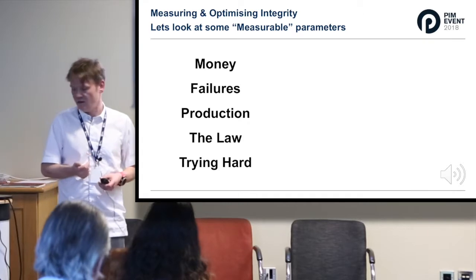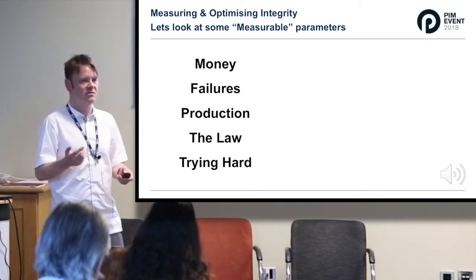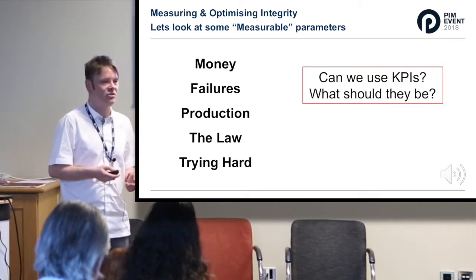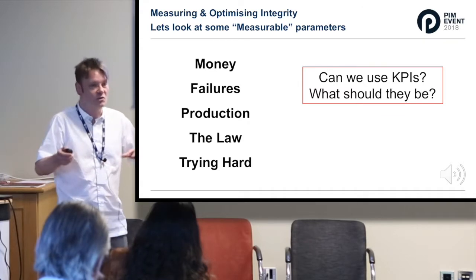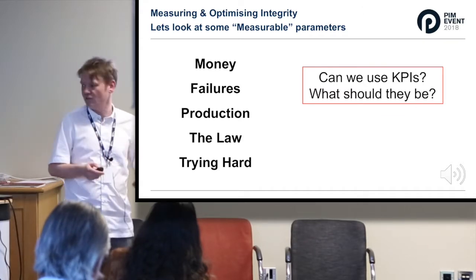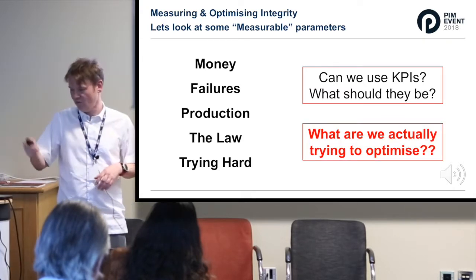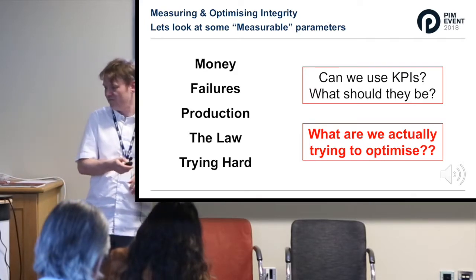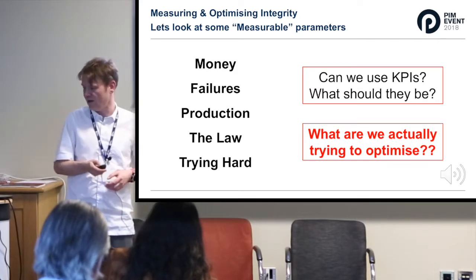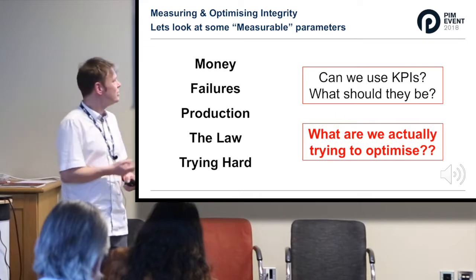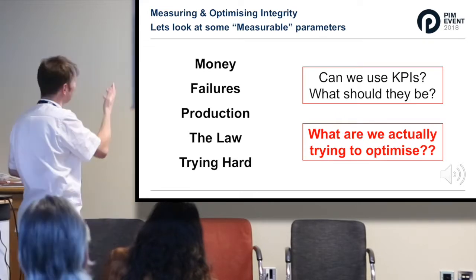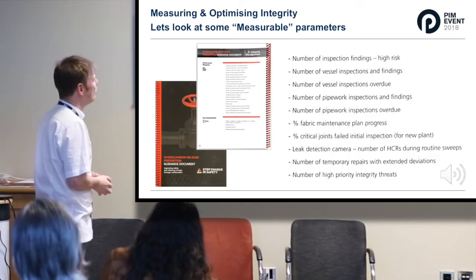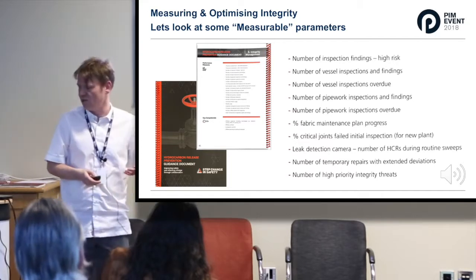And finally, trying hard. A lot of us think that just by doing more inspection or more RBIs or doing more stuff, that's a good way of measuring our integrity. So we've got all these options. And as I say, we love KPIs, but by using these things, and we use all of these, what are we trying to optimize? What is it that we're trying to do?